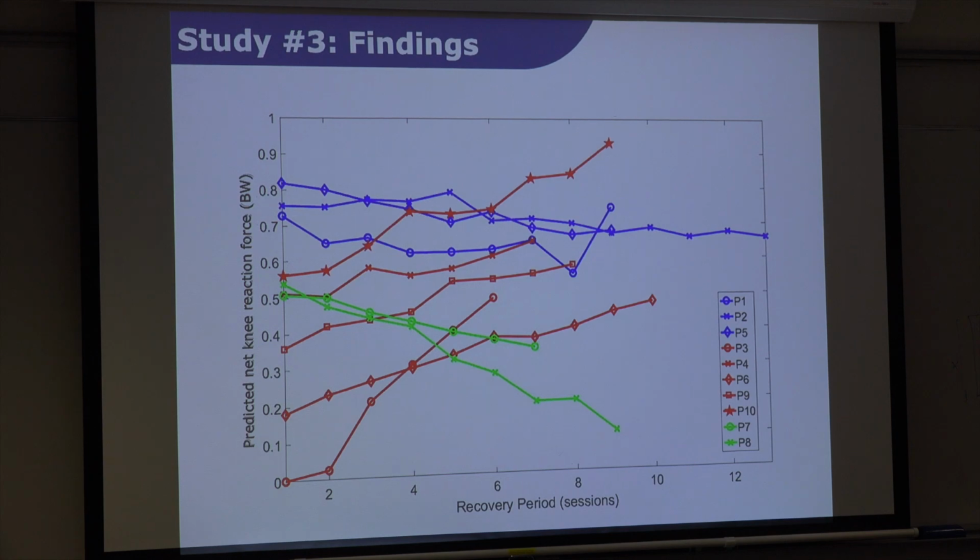From the results, we found that there were 3 main groups of people within our population. The blue, that remained consistent in their predicted net knee reaction force over the recovery period. The red, that increased over time, and the green, that decreased over time. The green are the people that the clinicians are most interested in. These are the people that are at risk of revision surgery, so we want to help them improve in a way that could get them back up to either similar to the blue group or the red group.